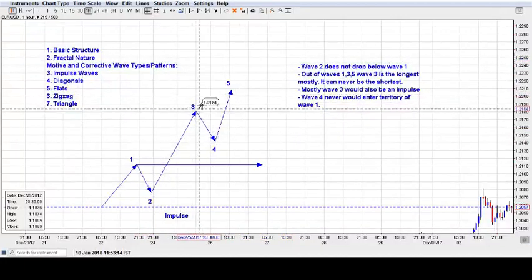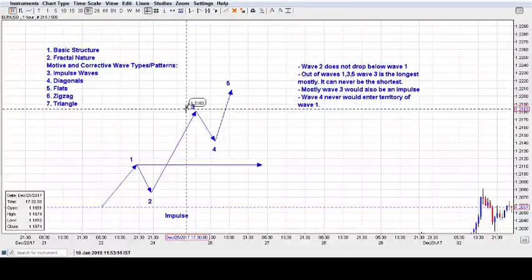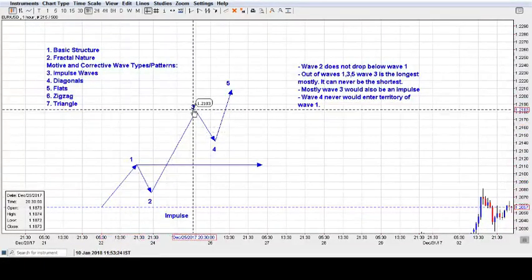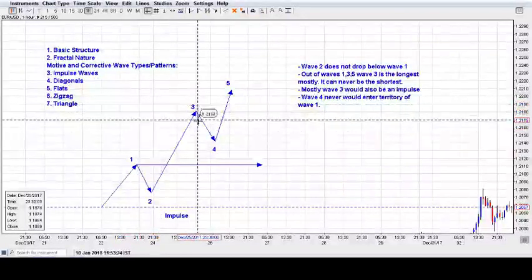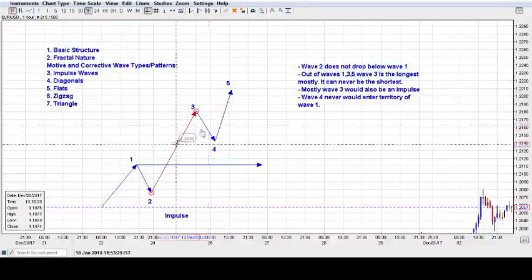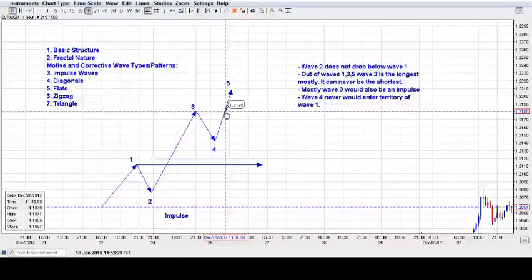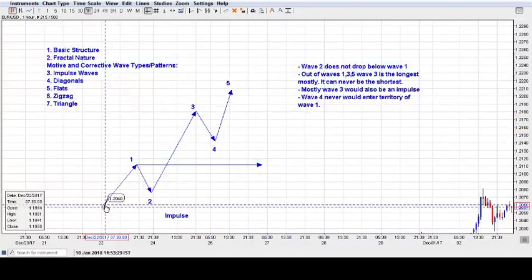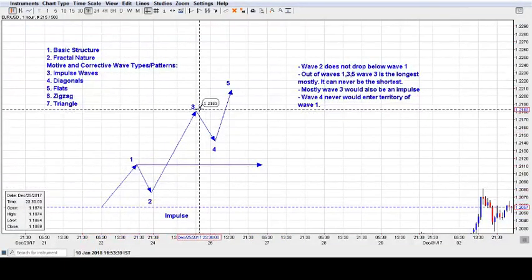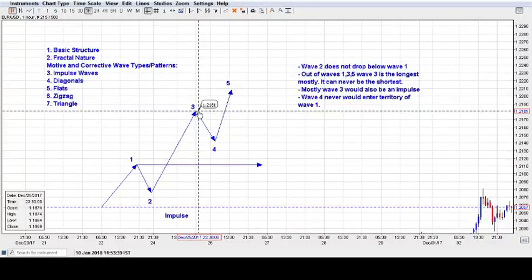Oh, the third correlation I forgot. Wave 3 terminates at a 161.8% extension of wave 1. Wave 4 terminates normally at a 38.2% of wave 3, and wave 5 terminates at a 38.2% extension of the distance traveled by waves 1, 2 and 3. So three Fibonacci correlationships between the waves that would help us find out the entry and exit points.